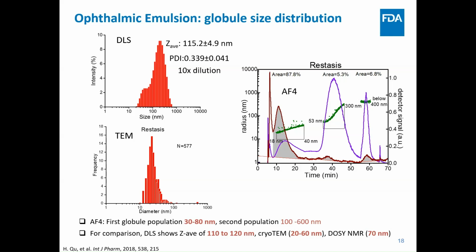So if we use AF4 to characterize this formulation, as you can see from the right fractogram, by separating the globules into small fractions, both the big and the small oil globules can be captured by this technique.